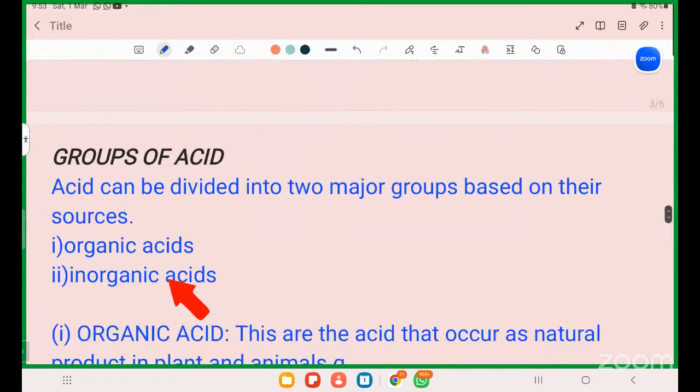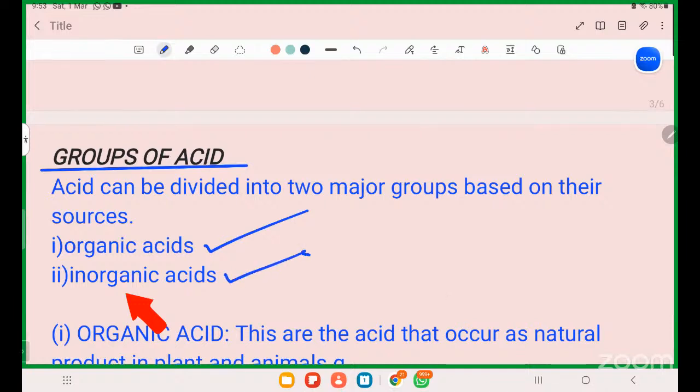So we move quickly to groups of acid, another subheading here. Acids can be divided into 2 major groups based on their sources. So we have the organic acids and the inorganic acids.